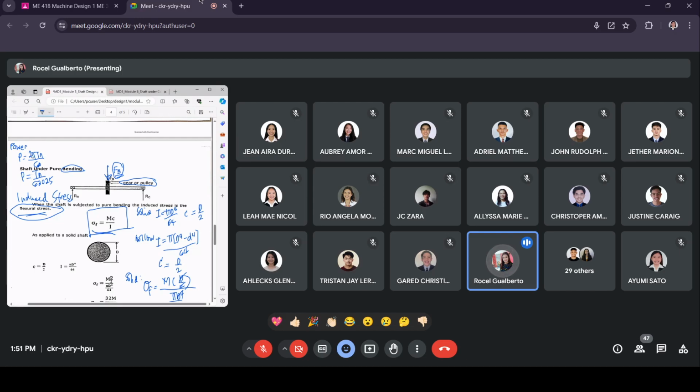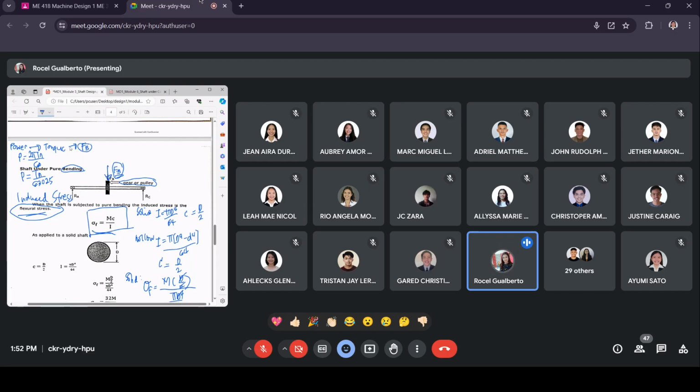So from these two equations for power, we can arrive at a value of the torque. So we can solve for the torque here, and from the torque, you can solve now for the bending load FB.